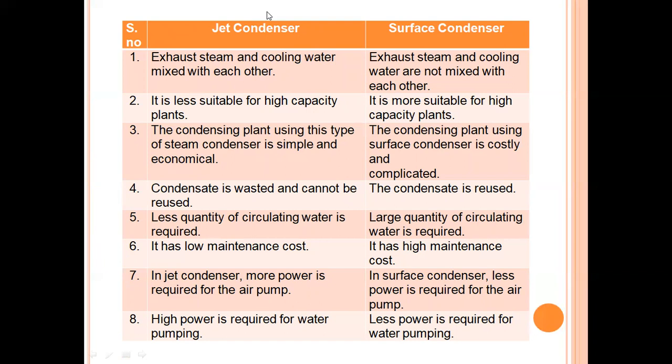In a jet condenser, more power is required for the air pump. In a surface condenser, less power is required for the air pump. In a jet condenser, high power is required for water pumping. In a surface condenser, less power is required for water pumping.